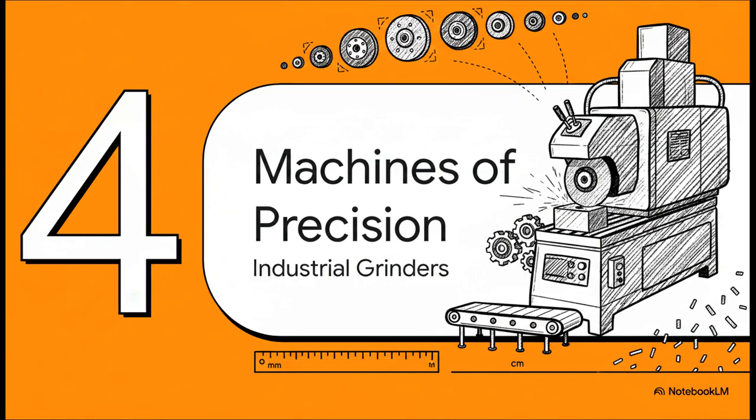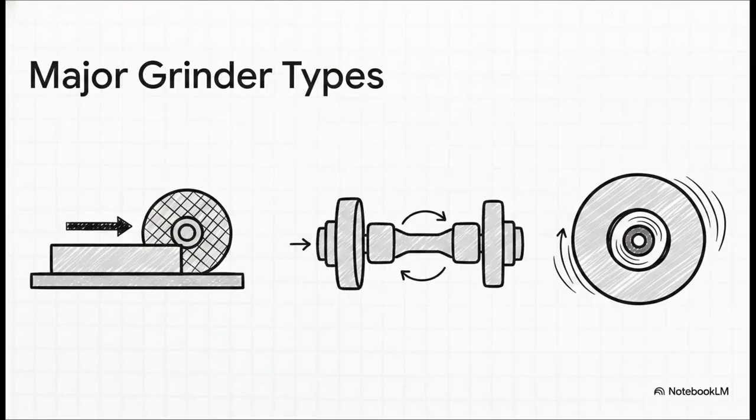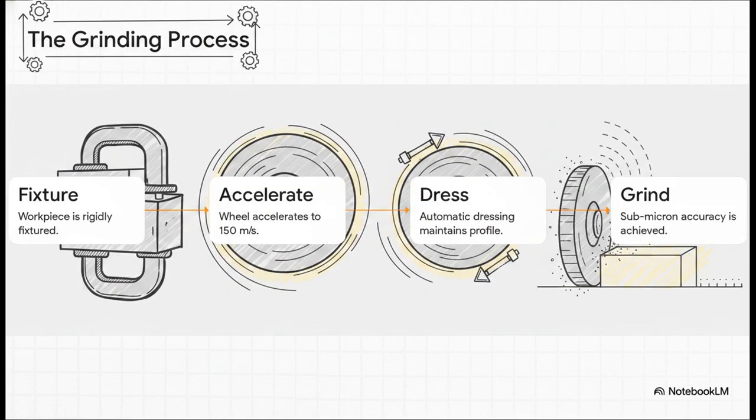Section 4. The machines of precision. Finally, let's zoom all the way out from the micrometer to the massive machines that actually wield these abrasive wheels in the real world. To hit dimensional tolerances smaller than a single micrometer, modern manufacturing relies on incredibly rigid, computer-controlled machines. You've got surface grinders holding flat parts tight on magnetic chucks, cylindrical grinders rotating round parts, like engine crankshafts, and internal grinders spinning tiny wheels inside holes at upwards of 30,000 revolutions per minute just to make absolutely perfect bearings.